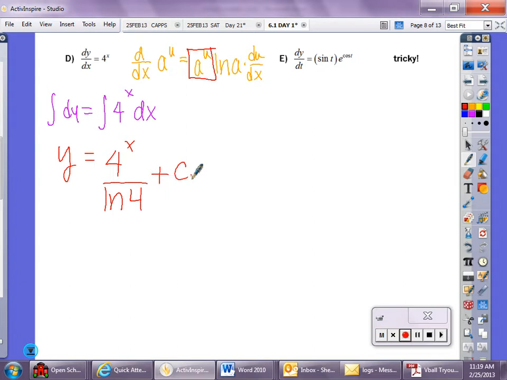All right. Letter E, you do not need to know how to do. I just put it up there to see how your logic works based off of what you know about derivatives. What function guaranteed will be in the answer? E to the... So let's start with the integral of dy is equal to the integral of sine of t e to the cosine of t dt.